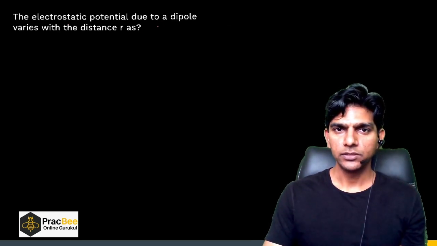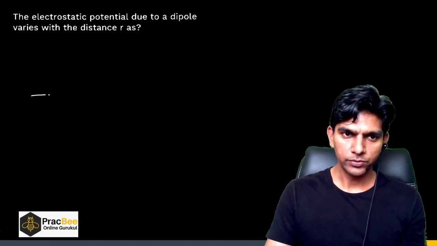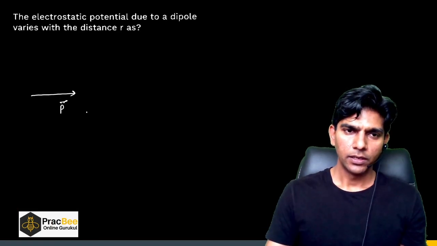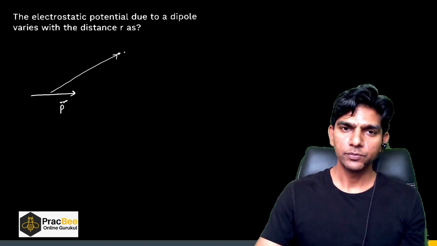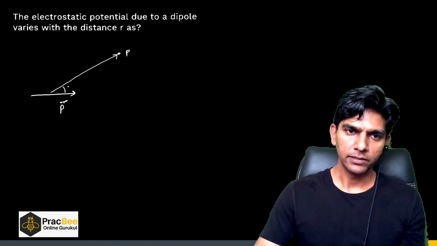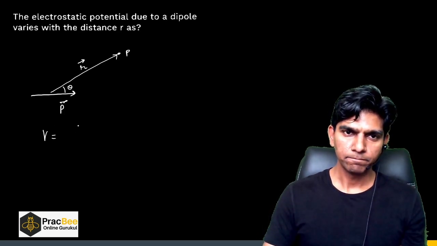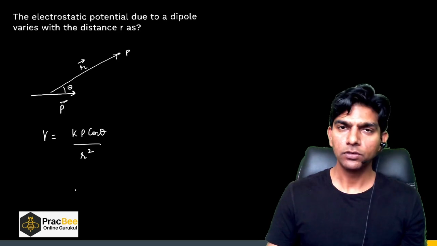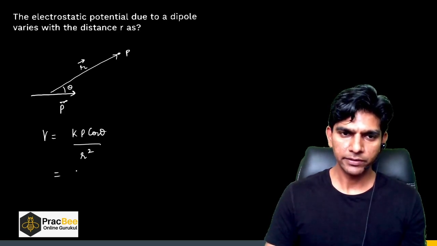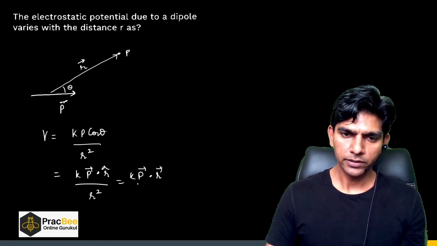The electrostatic potential due to a dipole varies with the distance r as. Okay, right. So if we are given a dipole, say this is the dipole, and we want to find the electrostatic potential at this point P, and this angle is theta, and this position vector is r. So we know that the potential is given by kp cos theta by r square, or in vector notation, we can write this as p dot r cap divided by r square, or it can be written as p dot r vector divided by r cube.